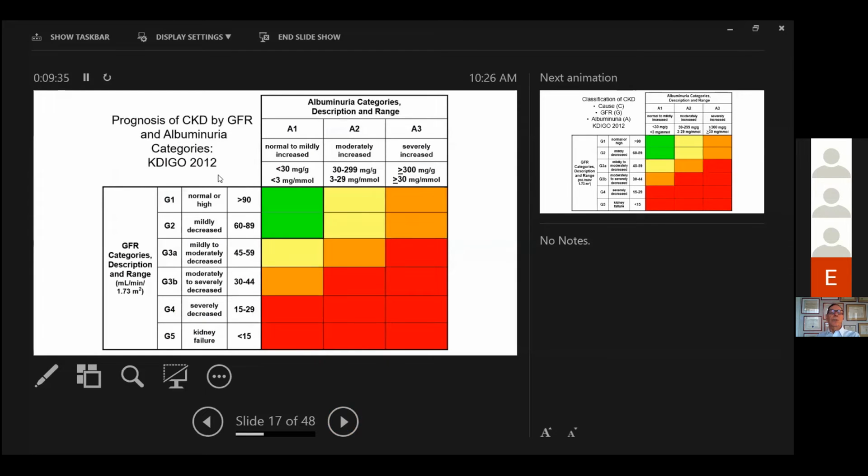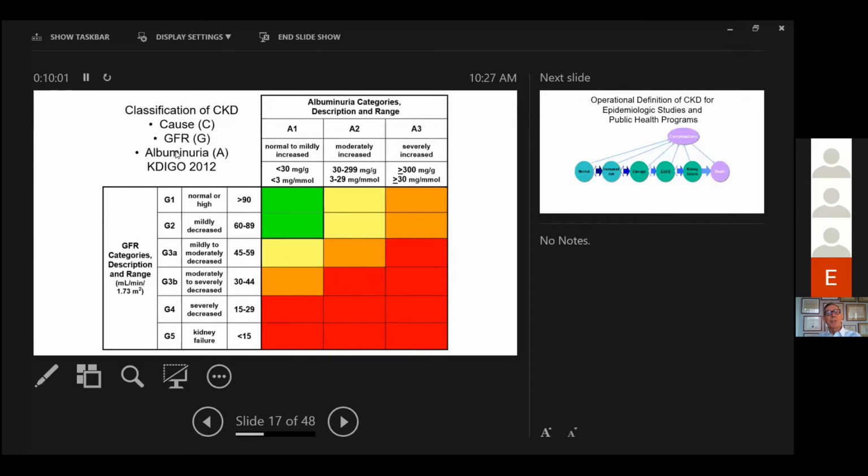And that led to the further classification by KDIGO to classify by albuminuria category as well as GFR category, to split the G3 category into A and B. And you can see that that's quite reasonable because there's a great heterogeneity in risk in what we used to call stage 3 CKD. And we proposed the classification system, which included not only cause, but GFR category and albuminuria category. We call this the CGA classification.